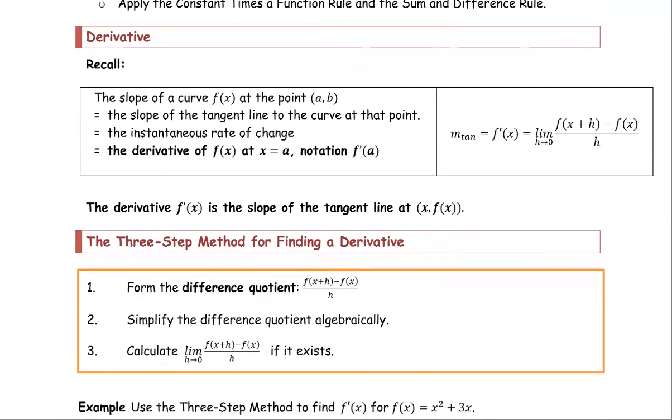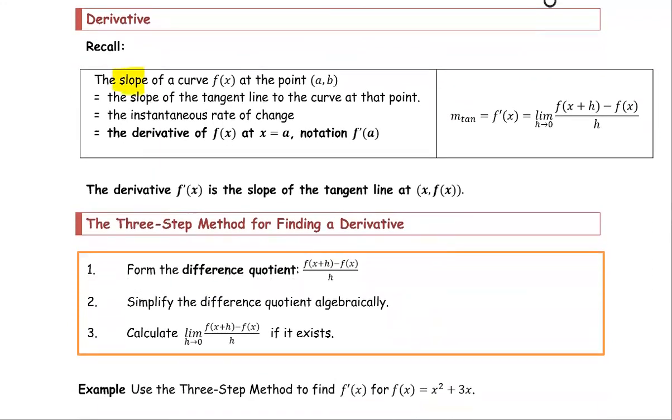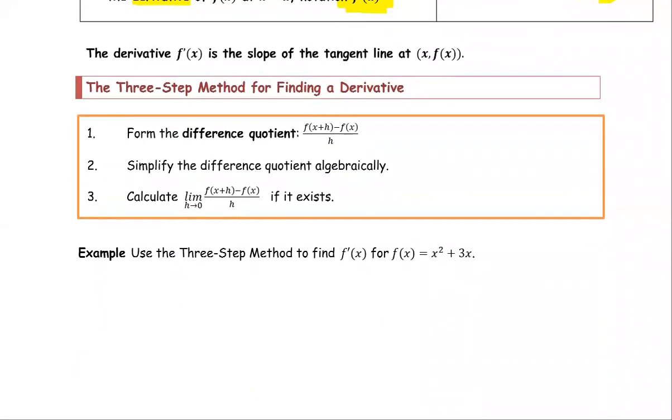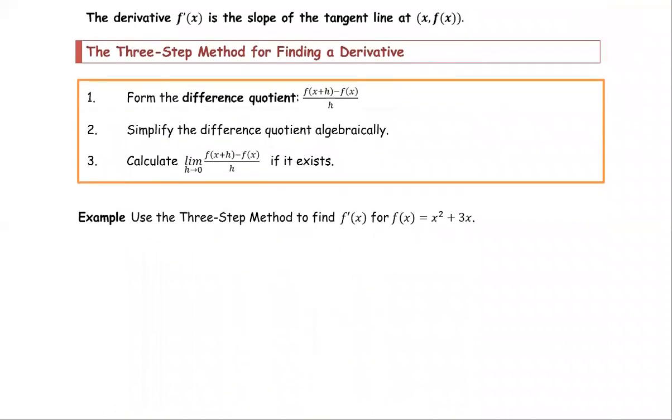So let's recall what we did in 2.2. The slope of the function at the particular point is the same as the slope of the tangent line at that point, and also called the instantaneous rate of change. And we call that the derivative of the function with the notation f prime. And the f prime is the difference quotient with the limit, taking the limit as h approaches 0. Okay. The three steps method for finding the derivative.